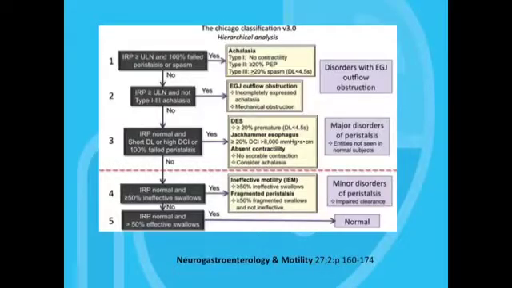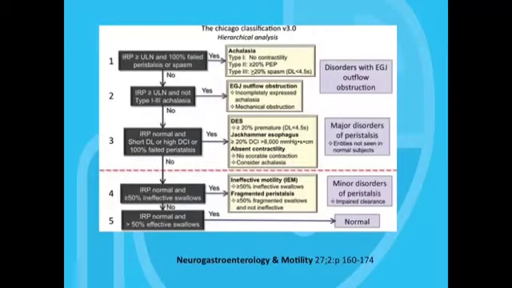On this slide, you can see the Chicago classification scheme. It looks a bit complicated, but we will go through it section by section. What I like about this classification scheme is that it is hierarchical. That is, it goes through a thinking process in 5 steps that seeks to identify the most serious disorders first, such as achalasia. It also classifies the disorders nicely according to the 3 manometry parameters we talked about earlier.